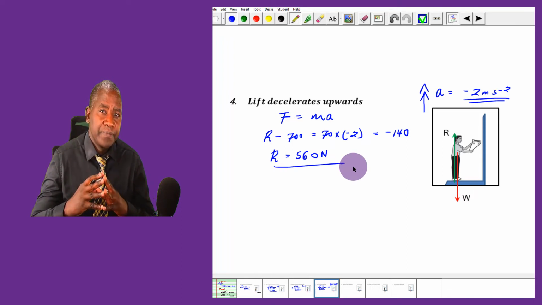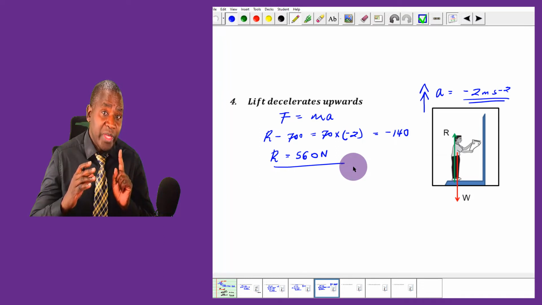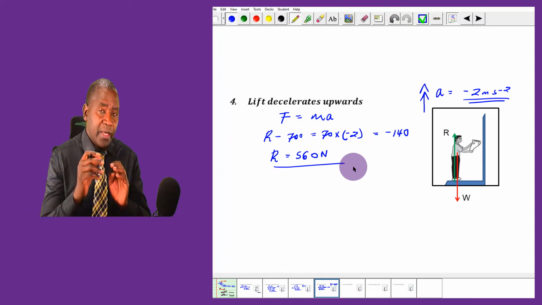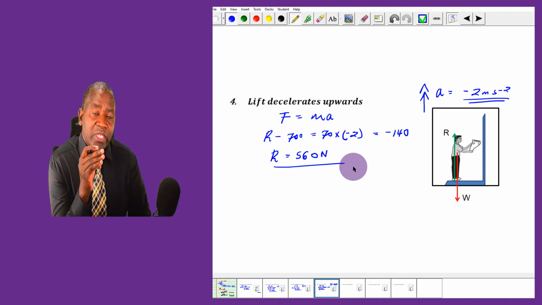So you can see that the value of R being 560 newtons means that the balance is going to give the weight of a person which is much less than the actual weight of that person. So the person now appears to weigh much, much less. Again, confirming the concept or the idea that R is not always equal to W. It depends on the state of the system.